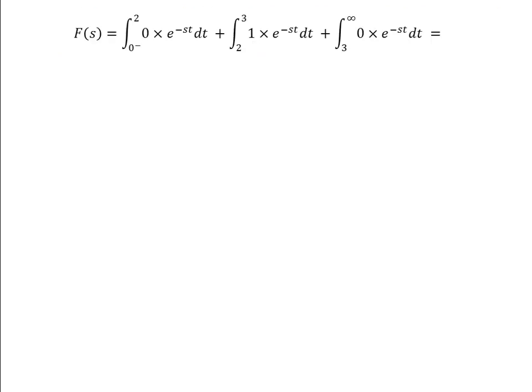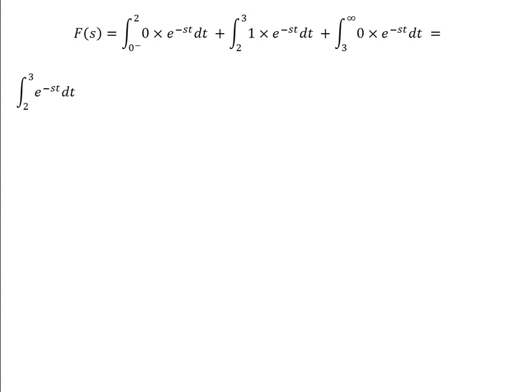F(s) is equal to the integration of 0 multiplied by e^(-st) dt when t is between 0 and 2, plus 1 multiplied by e^(-st) dt when t is between 2 and 3, and again plus the integration of 0 multiplied by e^(-st) dt when t varies from 3 to infinity. So it's obvious that the first and third integrations are 0, so we have just the second integration.